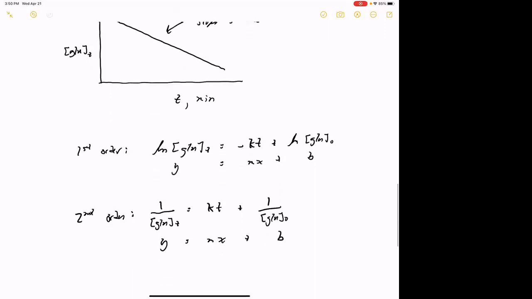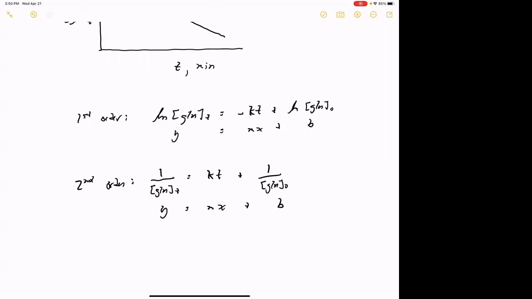So you're going to plot this out three ways. The one that gives you the most linear result will be the order. Everybody clear on that?